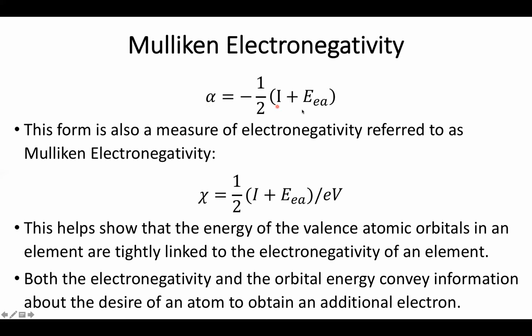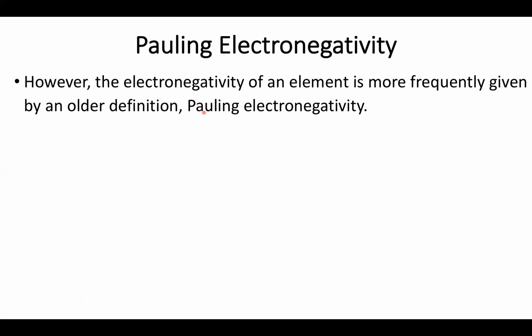However, one of the things you should watch out for is this Mulliken definition of electronegativity is quite similar to our Coulombic integral. It turns out that when most people are talking about electronegativity, instead they make use of an older definition called Pauling electronegativity. And these are actually substantially different.